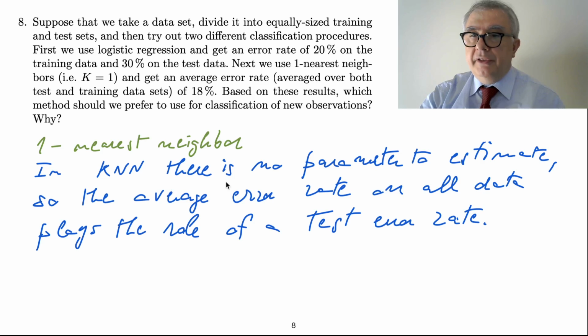And since I have no parameters to estimate, I can put together all the data, both the training and the test data that I was using for logistic regression, take all of them at the same time and compute the average error rate. In some sense, this set of all the data plays the role of a test error rate, because I don't actually need the training data. Therefore, this 18% is representative of the actual performance of one nearest neighbor. So I would go for one nearest neighbor in this context.